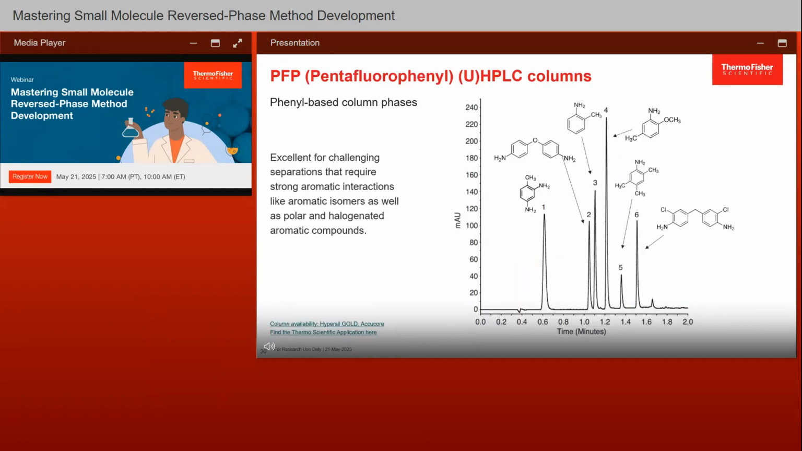Lastly, we have PFP columns. Here we have an interesting application which demonstrates the unique selectivity of the PFP column in the separation of a mixture of toluene and aniline compounds. Peaks 2 and 6, which are structurally similar and have a similar number of carbon atoms, would typically have a poor resolution on a C18 column. However, when we use a PFP column, these two peaks are well resolved, and that's because of the additional interaction that the PFP phase would provide. This highlights the superior selectivity of the PFP column in the separation of compounds that may coelute on other stationary phases.